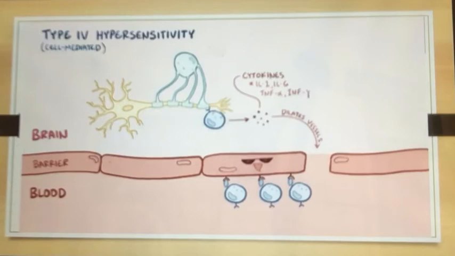Now, multiple sclerosis is a type 4 hypersensitivity reaction, or cell-mediated hypersensitivity, and this means that myelin-specific T cells release cytokines, like interleukin-1, interleukin-6, tumor necrosis factor alpha, and interferon gamma, which together dilate the blood vessels, which allows more cells to get in.